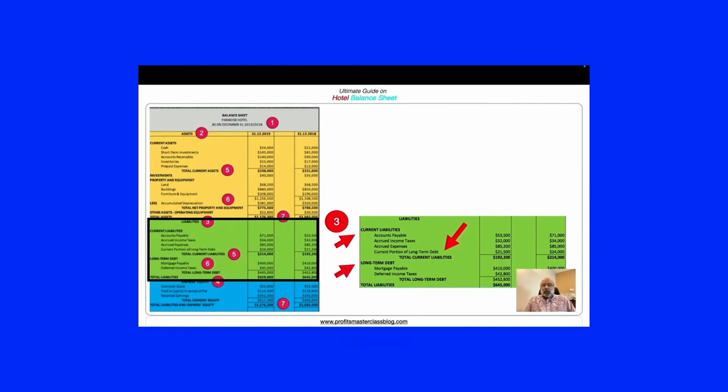Long-term debt basically comprises loans taken by Paradise Hotel. If you remember, in an earlier slide, we talked about what the business owes. Well, long-term debt along with current liabilities is what the business owes. The subcategories in long-term debt are mortgage payable and deferred income taxes. This is followed by a total for long-term debt. And then comes the total liabilities. Total liabilities represent what the business owes, as we mentioned earlier.